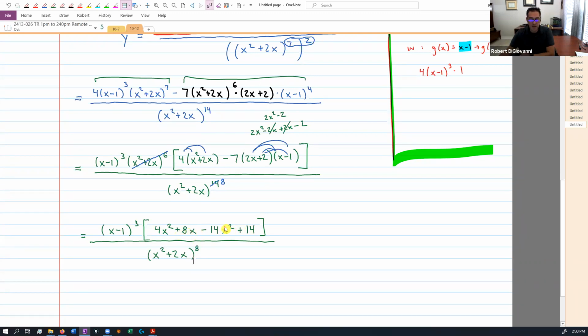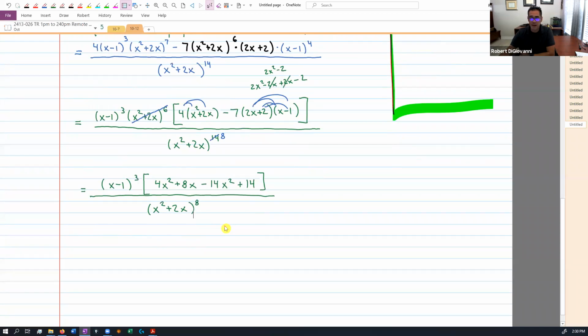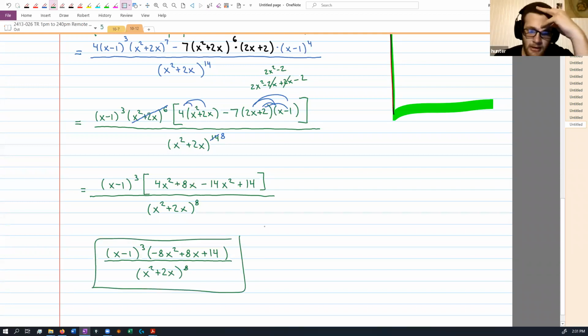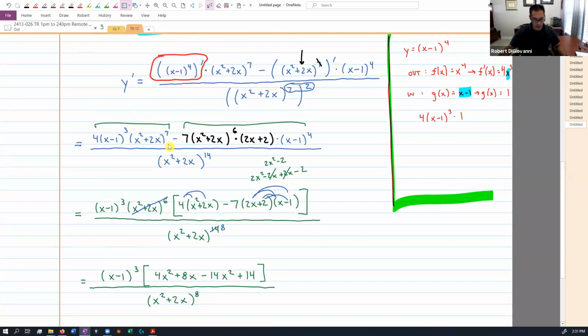And I combine these things together and I'll have a pretty decent looking thing. It'll be x minus 1 cubed. I'm not going to use a bracket anymore. Just going to use a parenthesis. I have -8 x squareds. I have an 8x. And I have a plus 14. That's my not so bad looking derivative. That's actually a pretty nice and clean derivative. It's not as bad as it looked up here, right? Like up here, it looked terrible.